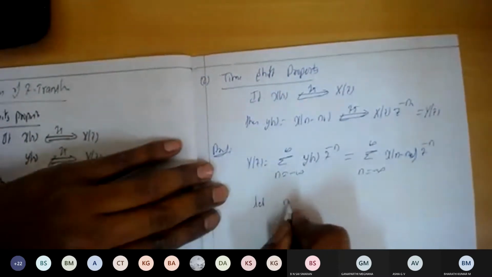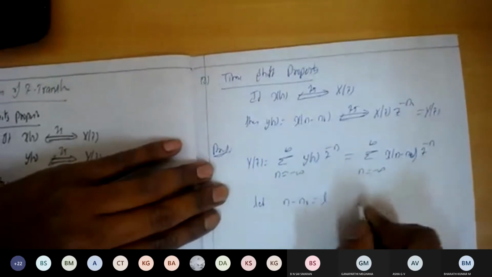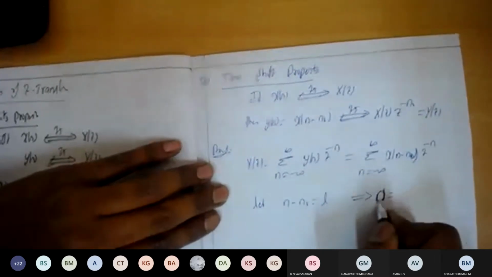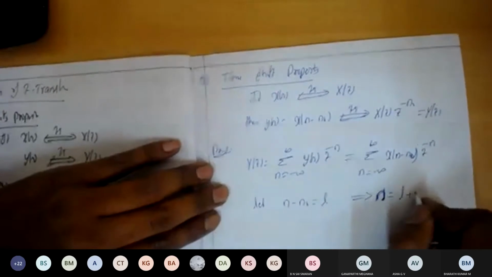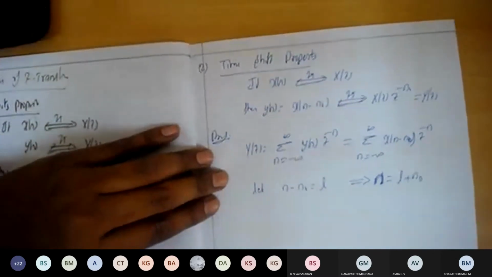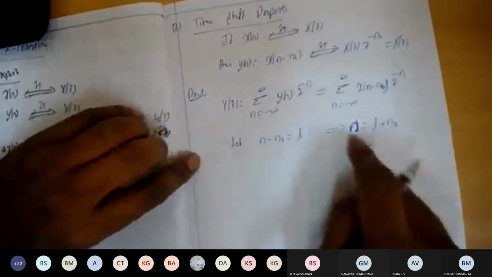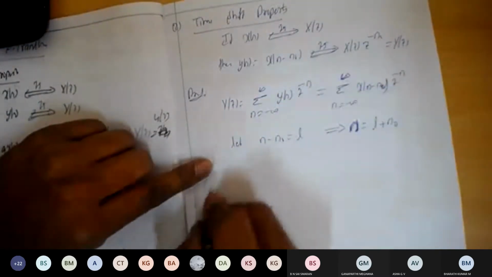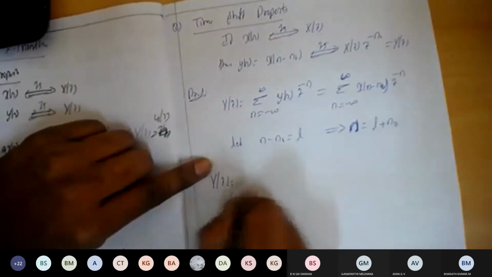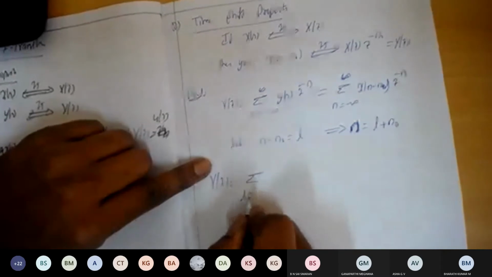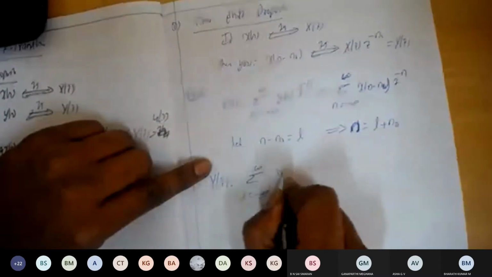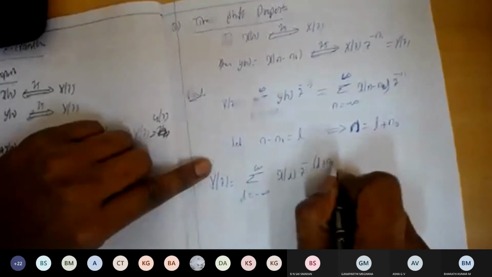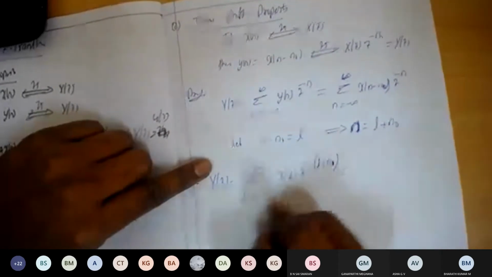So we'll substitute here, let n minus n naught is equal to L. This implies that n is equal to L plus n naught. The limits remain the same, because both are infinity only. So Y of z is equal to summation L is equal to minus infinity to plus infinity, x of L into z to the power of minus (L plus n naught), and n naught is a constant here.